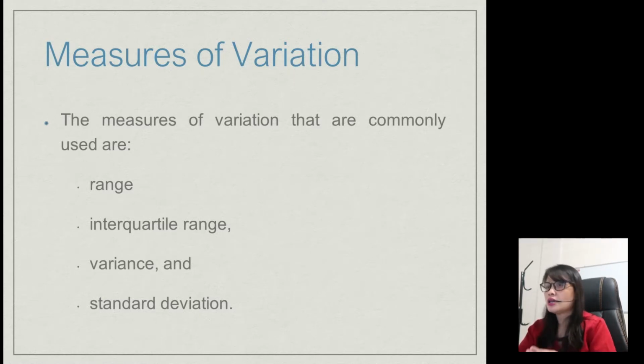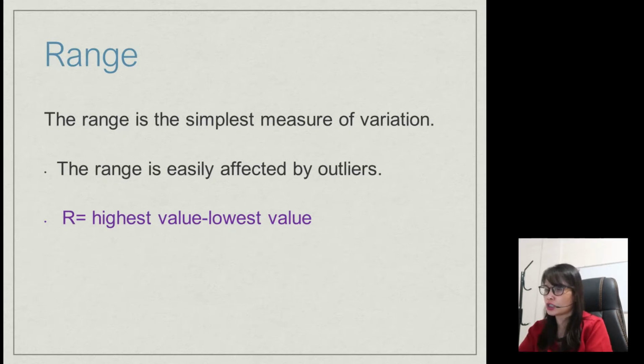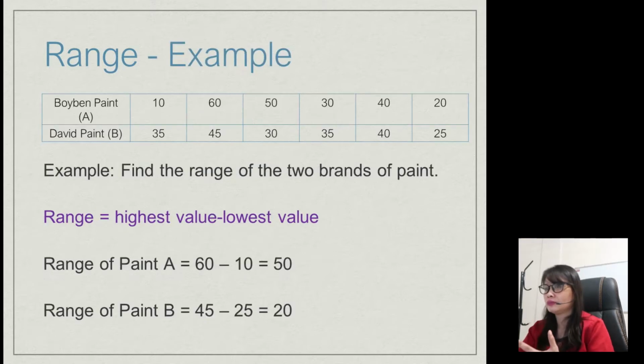When we say range, the range is the simplest measure of variation. Range is the highest value minus the lowest value. For example, in the previous example that we have, paint A, paint B. How do we solve for the range? Find the range of the 2 brands of paint. Range is equal to the highest value minus the lowest value. So range of paint A is equal to 60 minus 10 equals 50. Range of paint B, 45 minus 25, that will be 20.